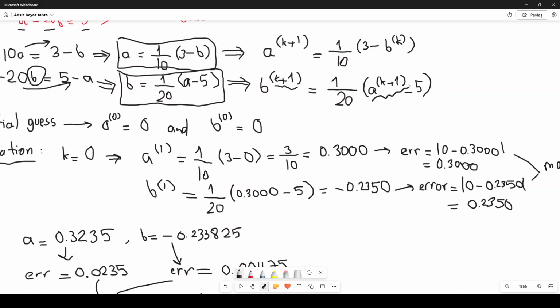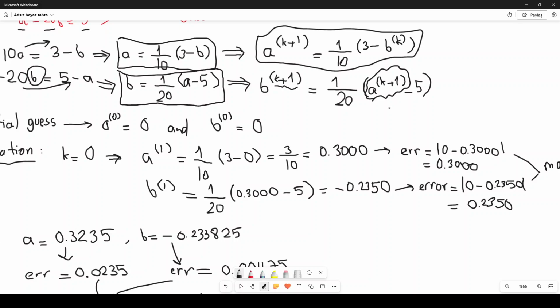I don't use the older value of a here, you see, a to the power of k plus 1. But a to the power of k plus 1, when I take the value of k equal to 0, is actually the value we have just found above, right? This is the value that I have found here. So in the same iteration, I use the value of the unknown variable a, which is newly obtained, right in the same iteration. I don't wait for the next iteration to come.